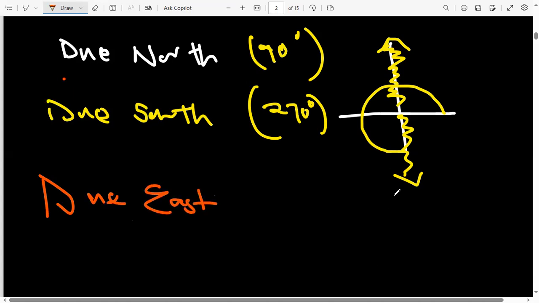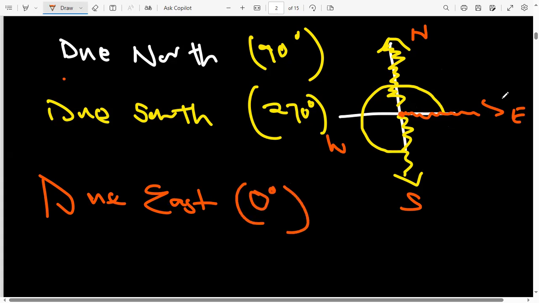Okay. So due east means the vector is starting at this point and it's going like this. So you can see it's going to the east, right? Because this is north, south, east, and then we have west this side. So due east means an angle of what? 0 degrees, okay? Because we said here we have 0. So if you are going due east, it means you have 0 degrees.